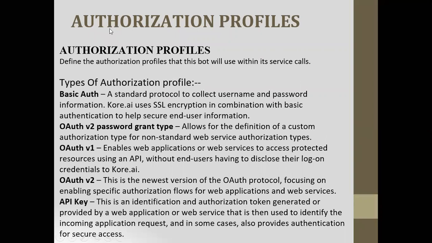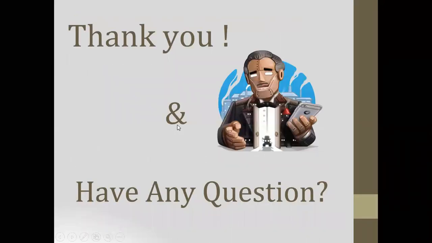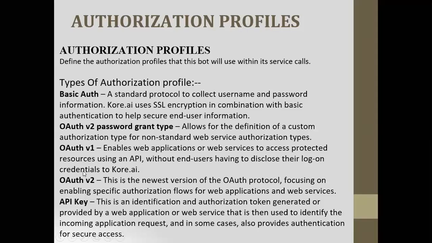Authorization profiles. You can see there are several types of authorization. Basic auth is the basic type of authentication. You should provide a token key which is generated, or a password, which you have provided on the Kore.ai website. And authorization one is the API key. On every API access, there will be one API key that is the license. After that, you can go and interact with applications.